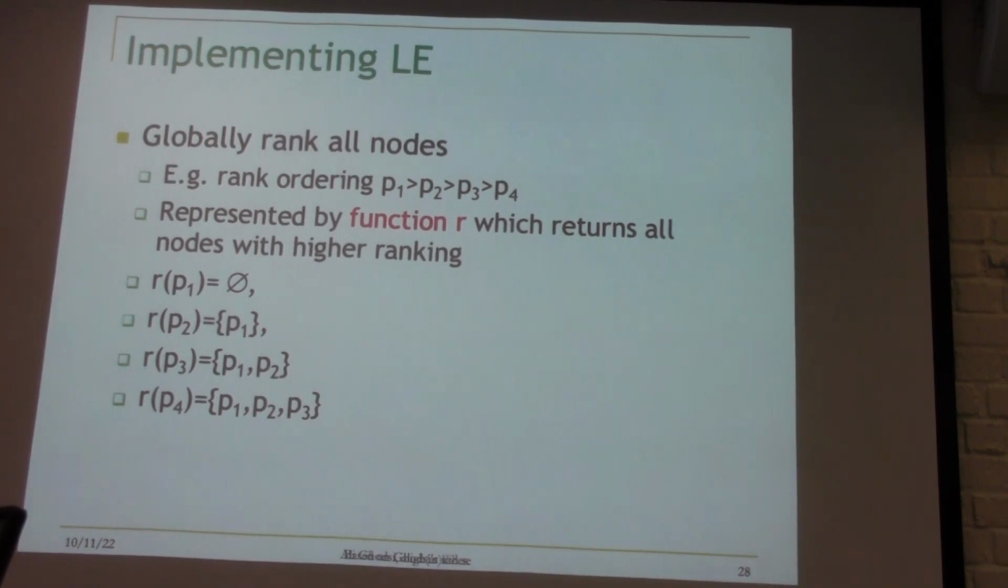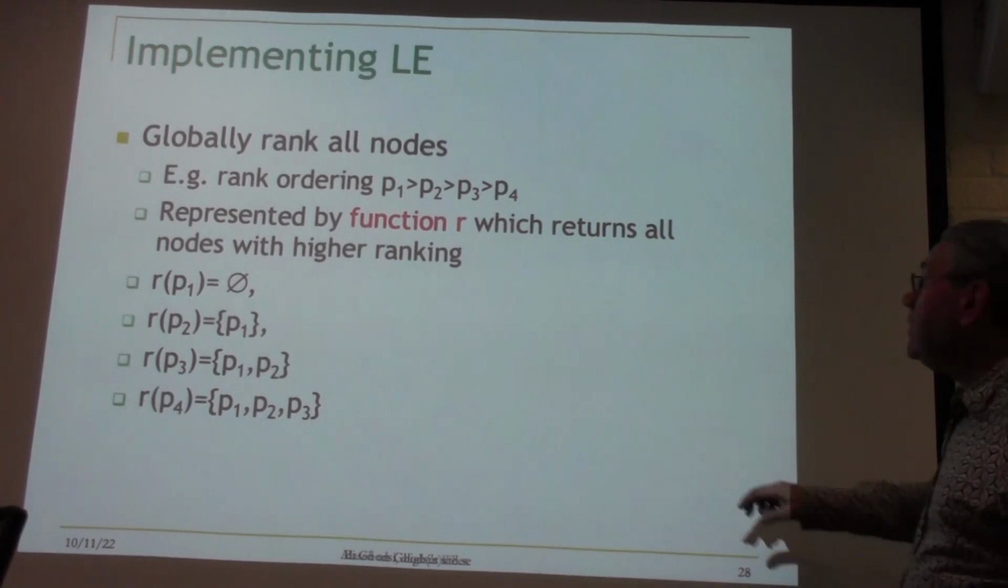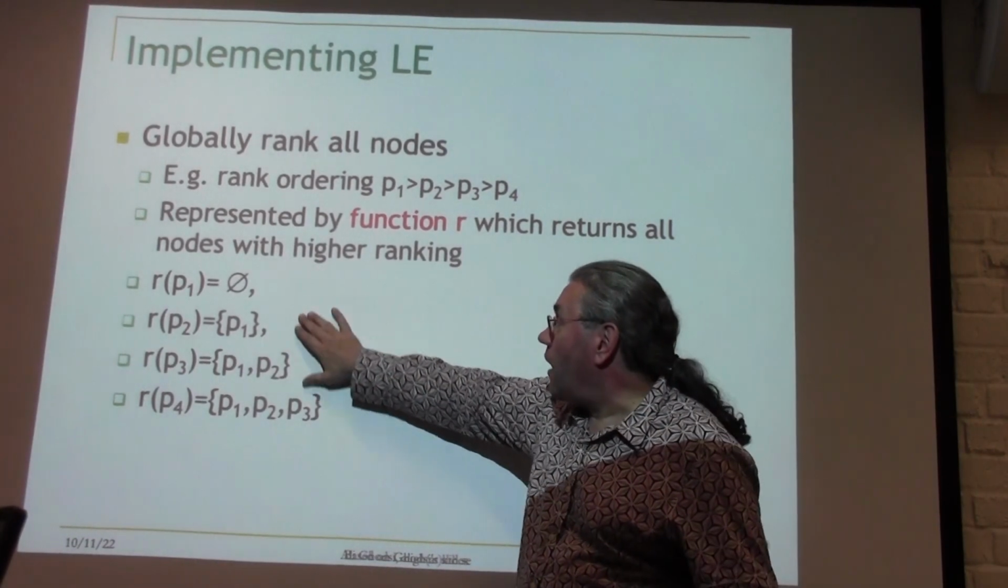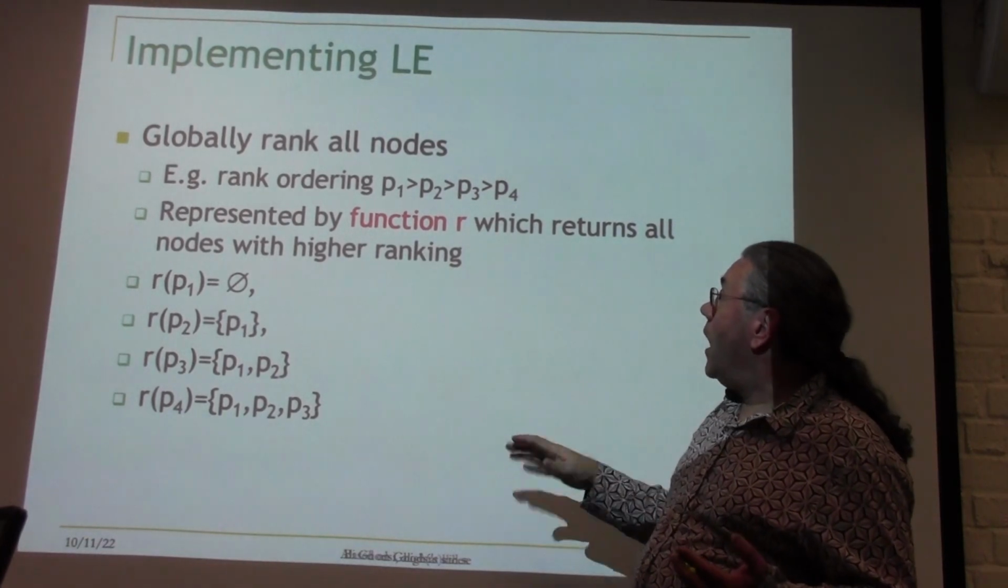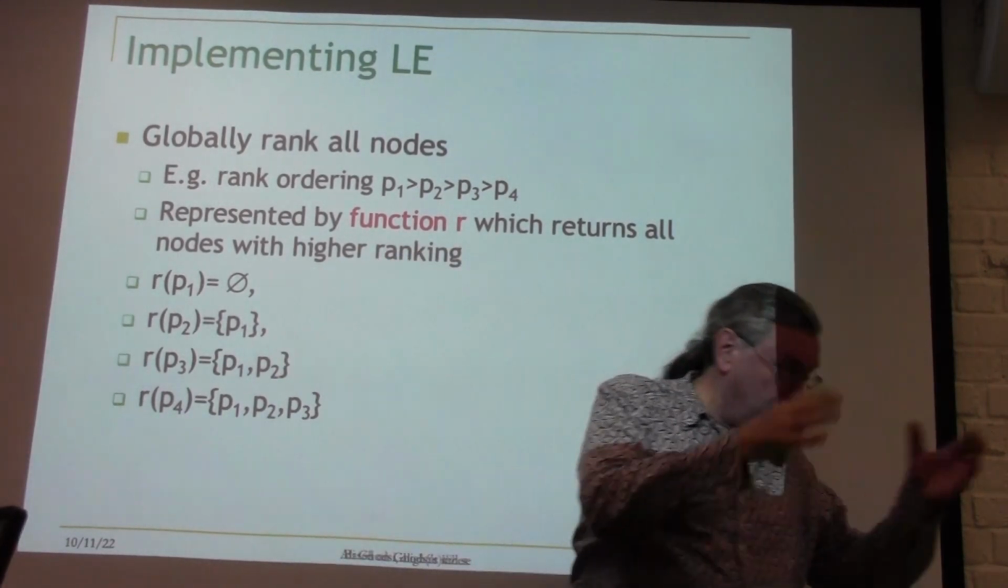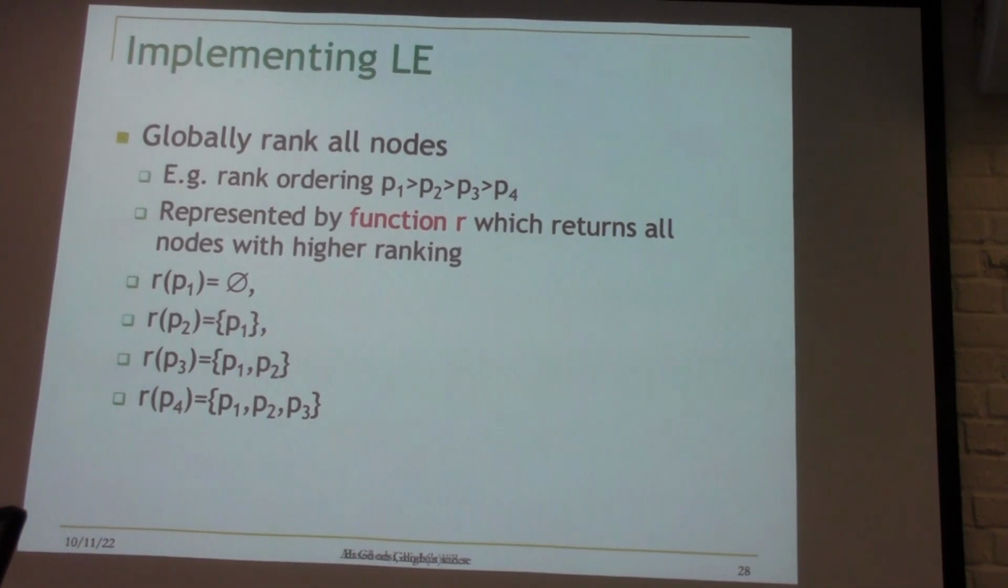And now I write the code for this. The code is very simple. And the way to do that is very easy. I rank all the nodes. To make it very simple, I assume that the nodes have some ranking. Like every node has some kind of ID, and they're numbers, and they're in some order, okay?